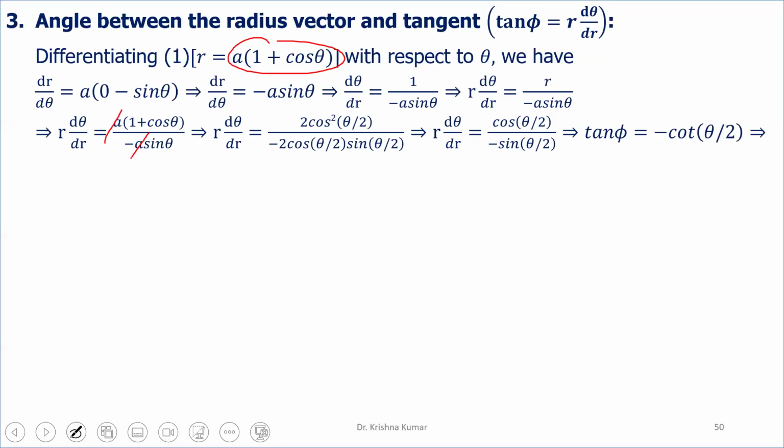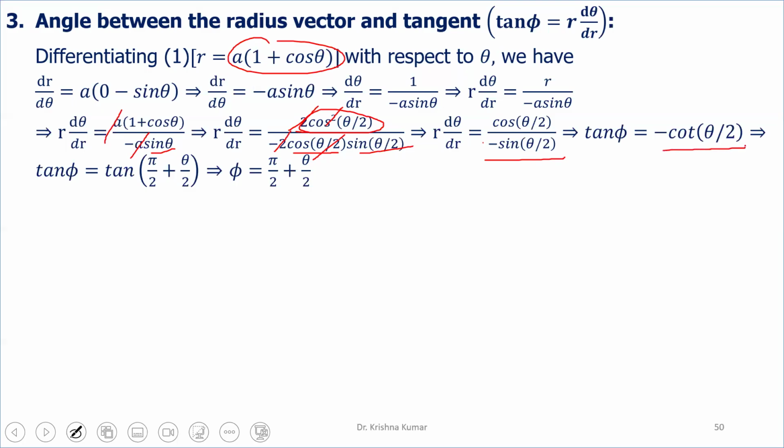1 plus cos theta is nothing but 2 cos square theta by 2, and sine theta is 2 cos theta by 2 sine theta by 2. There is again minus sign, so we will write down minus 2 cos theta by 2 sine theta by 2. This 2 will cancel, 1 cos will cancel. We have cos theta by 2 upon minus sine theta by 2, which can be written as minus cot theta by 2, or we can write down tan phi is equal to tan pi by 2 plus theta by 2, which gives us phi is equal to pi by 2 plus theta by 2. Thus, this is the relation between the radius vector and tangent.